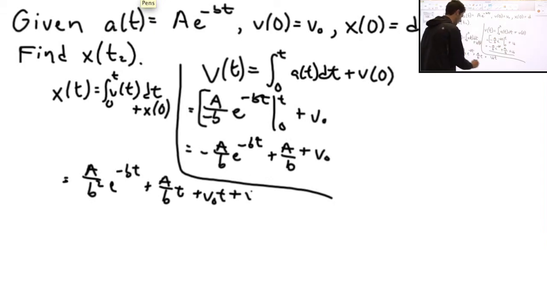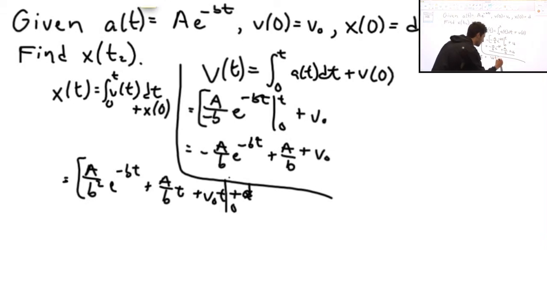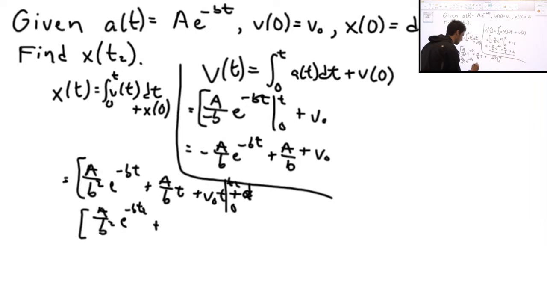And then I'm going to evaluate that as well from 0. Since I'm on the final step, I'm not going to plug in another t, I'm just going to go straight to the answer, which is t2. So plugging this in, I get a over b squared e to the minus b t2, plus a over b t2, plus v naught t2, minus, when I plug in my 0, notice this term still does not go away. I'm left with this constant, but these two terms do go away plugging in 0. So I'm going to get a minus a over b squared.